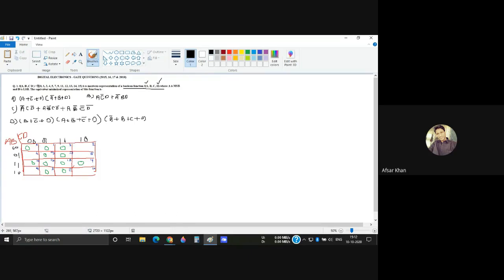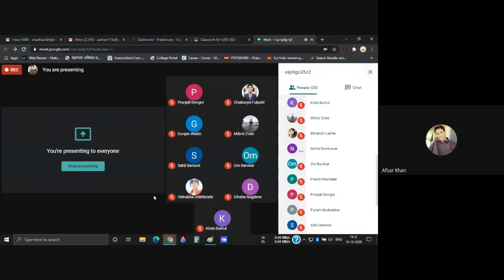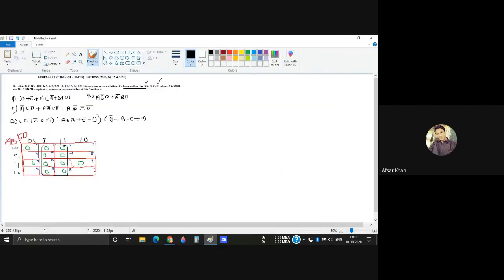By making all these groups, one octet is formed. Yes, students, one octet is formed. And what will form in the remaining? Here 4 is also present, right? So we have to write 0 here also. 4 is also present.